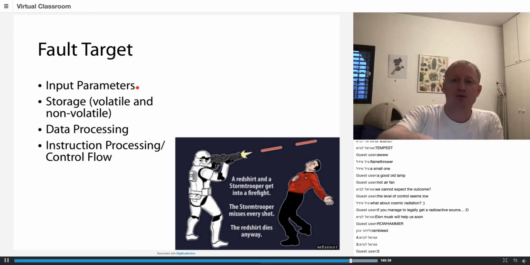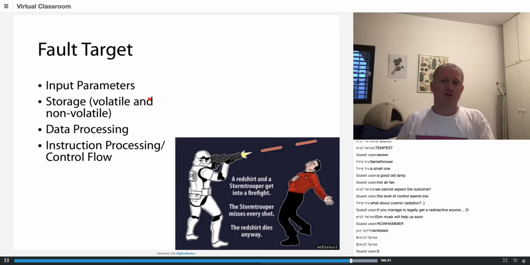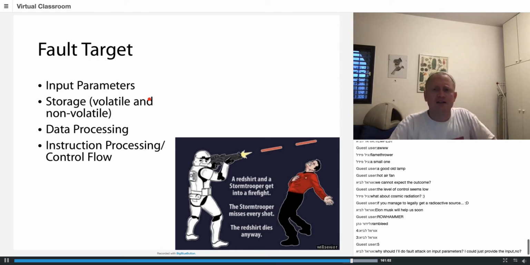The next thing I can break is storage. So storage, when you think about fault attacks, this is usually what you have in your head. I have memory storage somewhere, and I fault it, and now something else is stored in memory. So I flipped a bit, or I zeroed out some kind of word. And of course, this can be temporary.